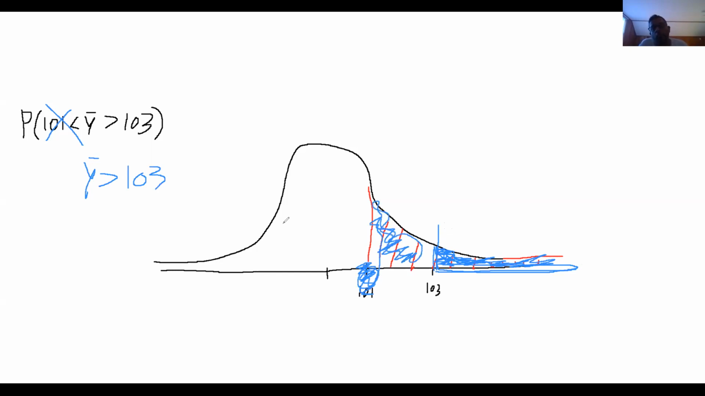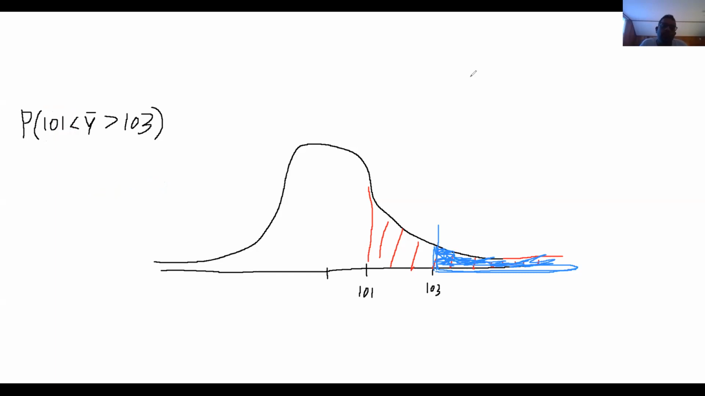So if 101 is less than y, let's just look at that for some. So 101 is less than y. Then I'm looking at everything to the right of 101. All right, that makes sense. Okay, so let's go back.